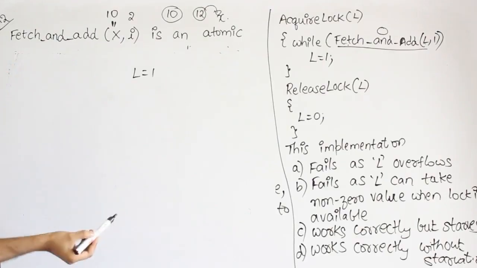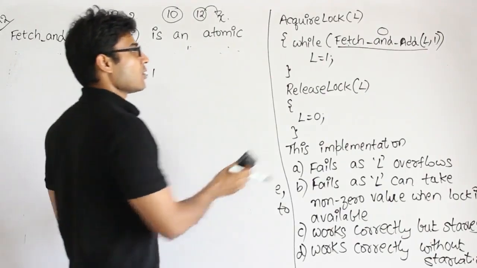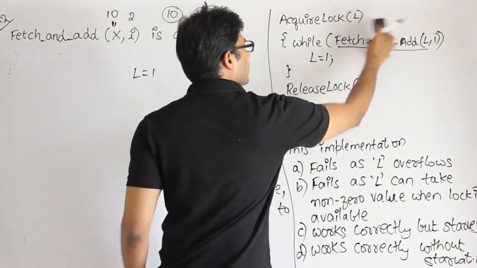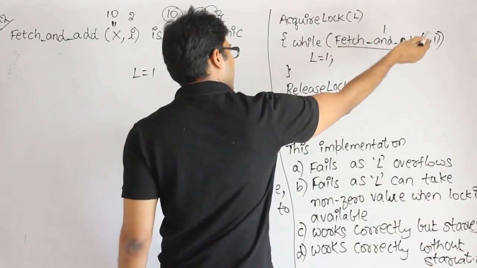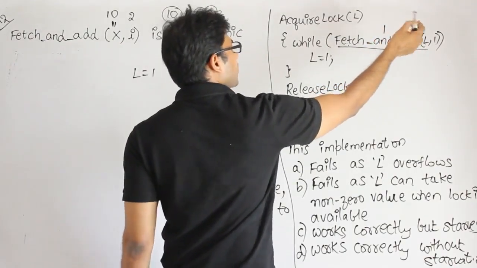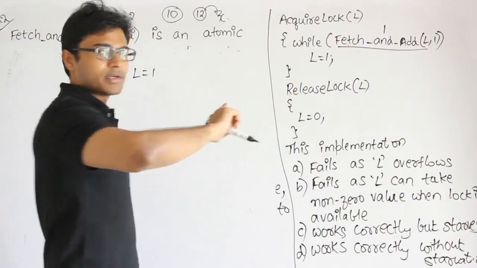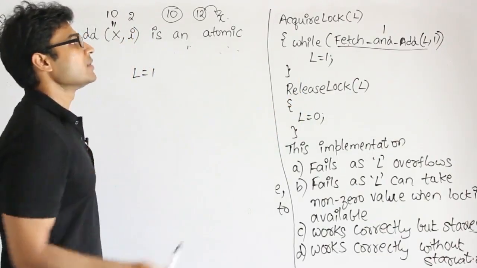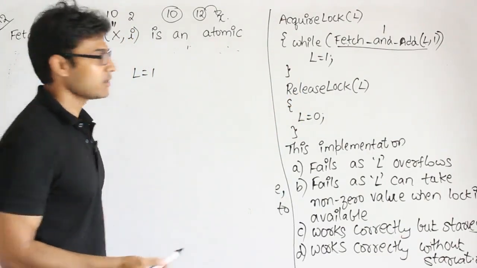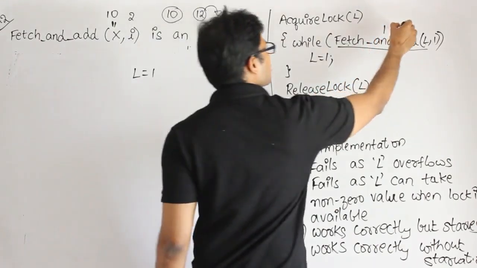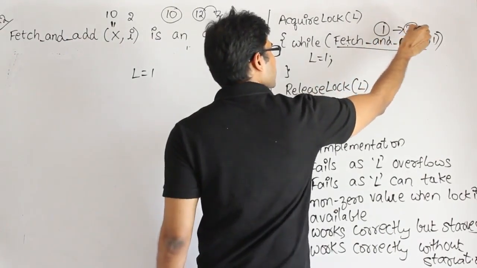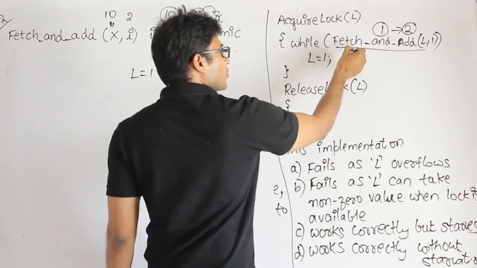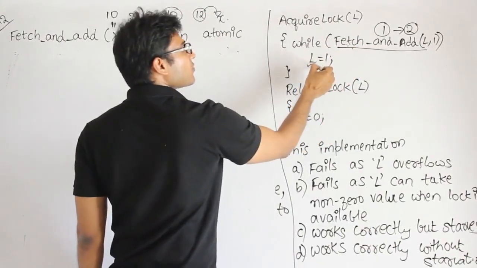Now next time if anyone calls this fetch and add instruction, they will get a value of 1 here, and then the lock value will be changed to 1 plus 1. Previously the value of L is 1, and now the L value will be changed to 1 plus 1, which means the new L value will be 2. What you get is 1, but the new L value will be 2, and you will be in the while loop, and the while loop will make L equal to 1 again.